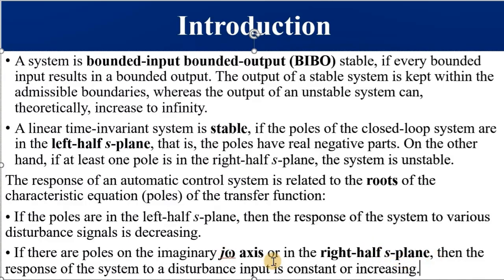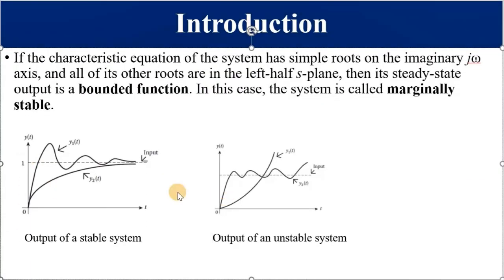So we say, under this case, the response of the system to a disturbance. We looked at the effect of disturbance on our output. So we are saying it is either constant if the pole is on the j omega axis, or it is increasing if the pole is on the right half of the S plane. We have got two responses. This is the response of a stable system, and this is the response of an unstable system.